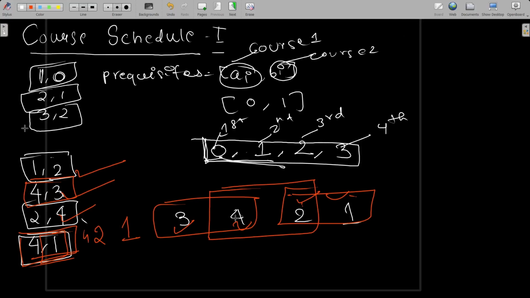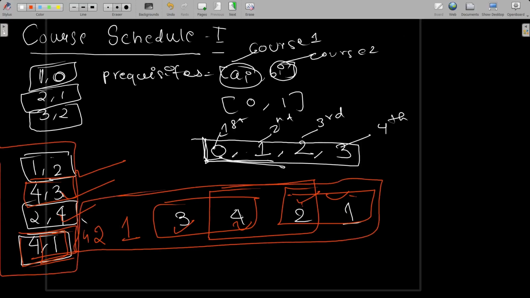So you're seeing a pattern over here, right? You can't perform this whole course list because there's a cyclic dependency in our case, right? Because we have a cyclic dependency. That's why we cannot perform this.